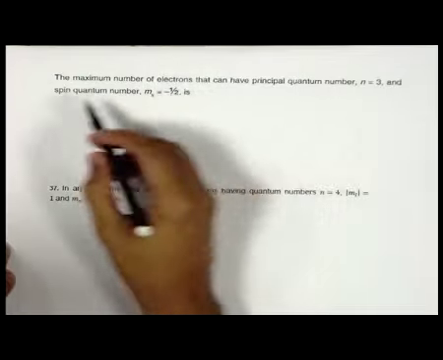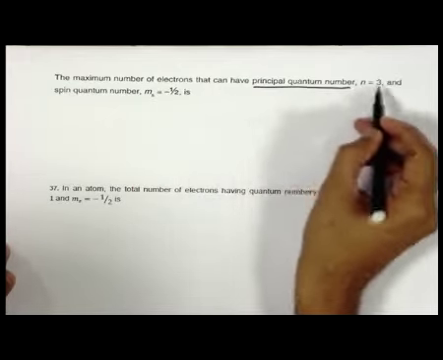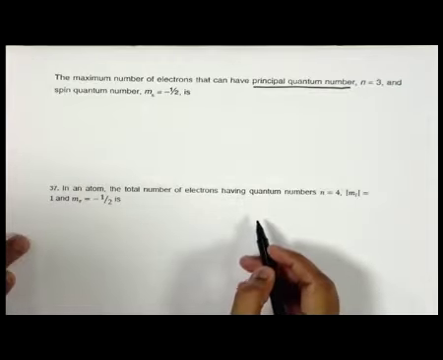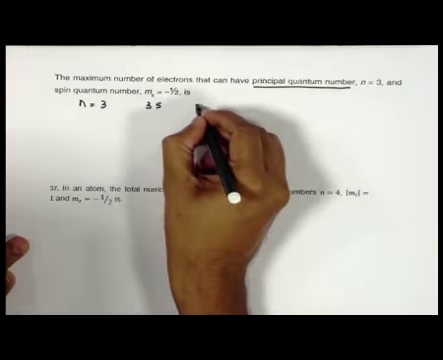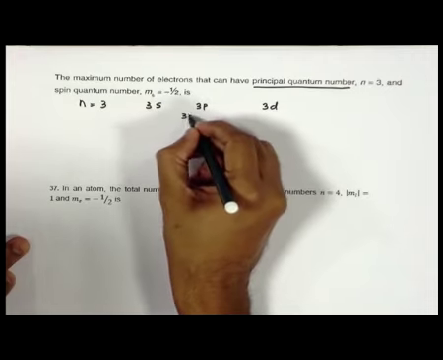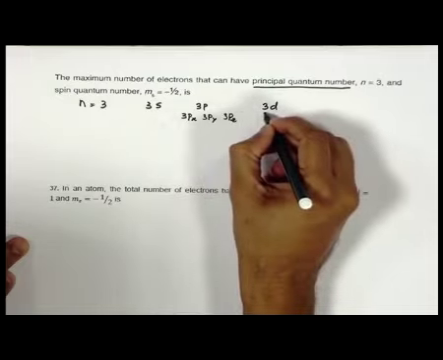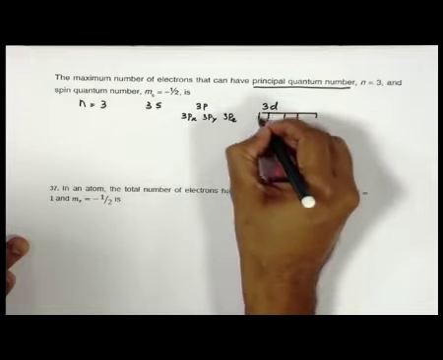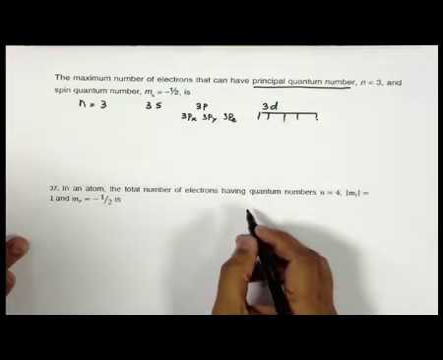We will take up the next question. It asks for the maximum number of electrons that can have principal quantum number n equals 3 and spin quantum number ms equals minus half. So, n is 3. If n is 3, what are the possible orbitals? 3s, 3p, 3d. In 3p, I have 3px, 3py, 3pz, and in 3d, I have 5 different orbitals: 3d xy, yz, zx, x square minus y square and z square. I am not writing them down.